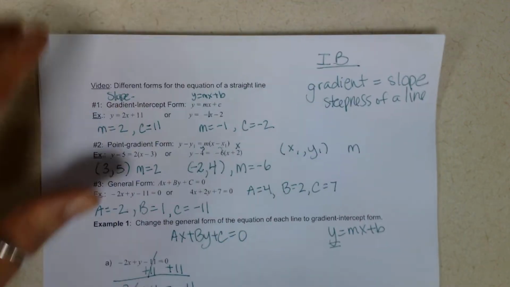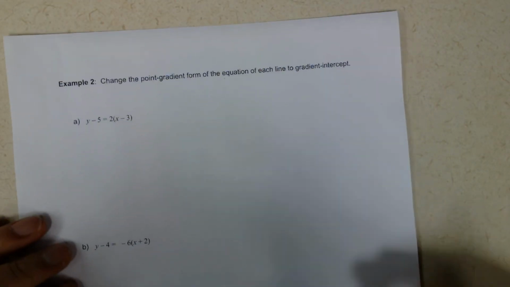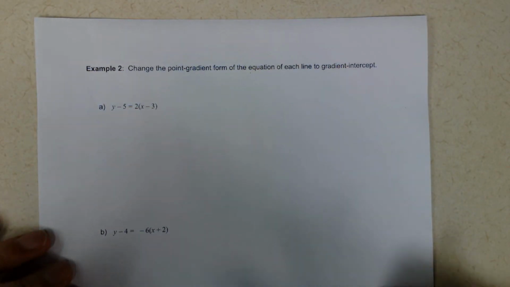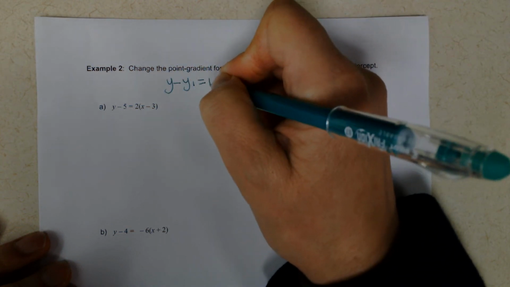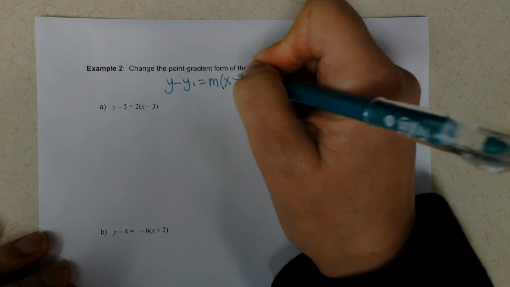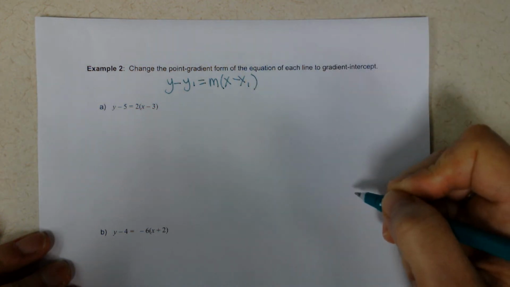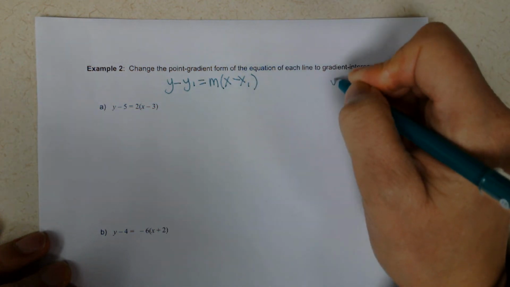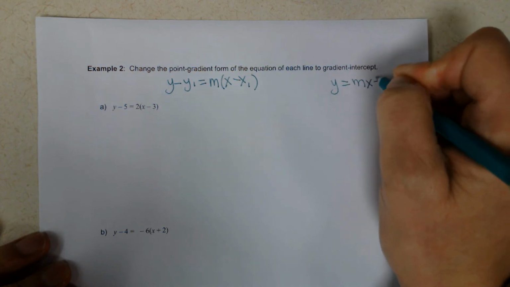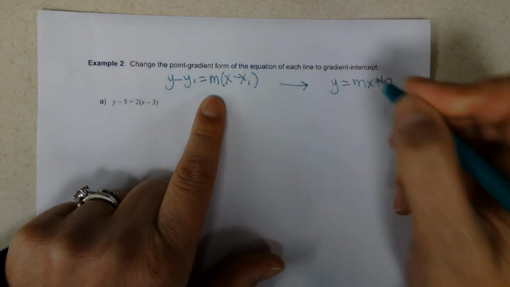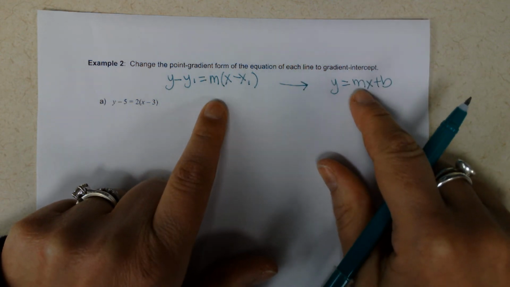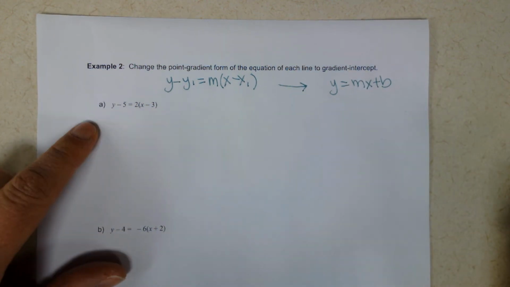Okay, let's see what they want us to do next. Change the point gradient form. So point gradient is this one. Y minus y sub 1 equals m times the quantity x minus x sub 1, to gradient intercept. Gradient intercept is y equals mx plus b. And I think it's so much easier to see what they want us to do when you write out the actual forms. Okay, part A.